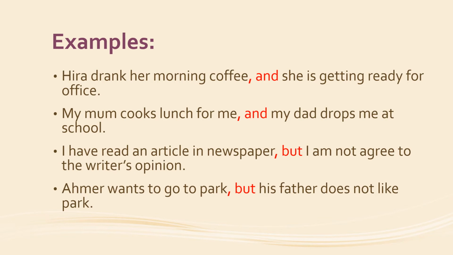Hira drank her morning coffee and she is getting ready for office. The next one is: my mom cooks lunch for me and my dad drops me at school. Now you can see both the sentences can stand alone, but we have combined them with the help of a comma and the coordinating conjunction. I have read an article in the newspaper, but I do not agree with the writer's opinion. Amar wants to go to the park, but his father does not like the park.